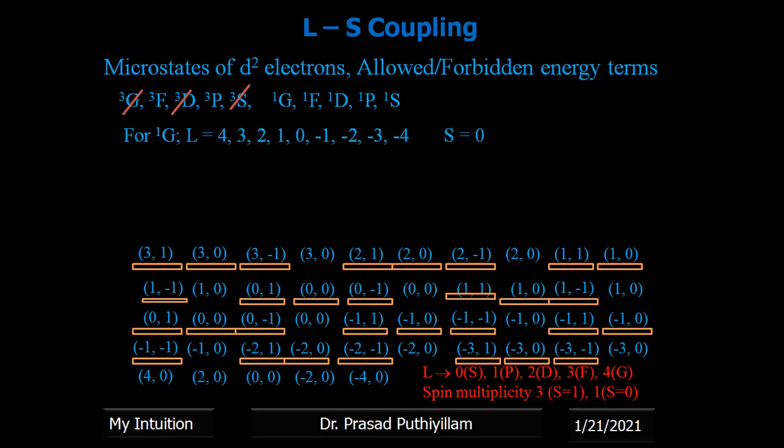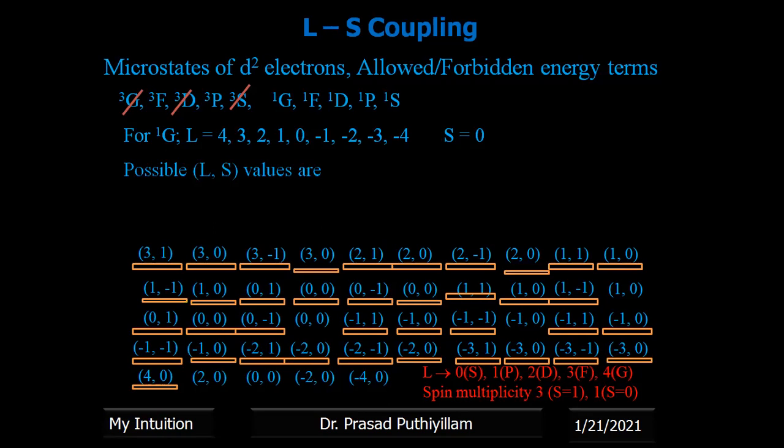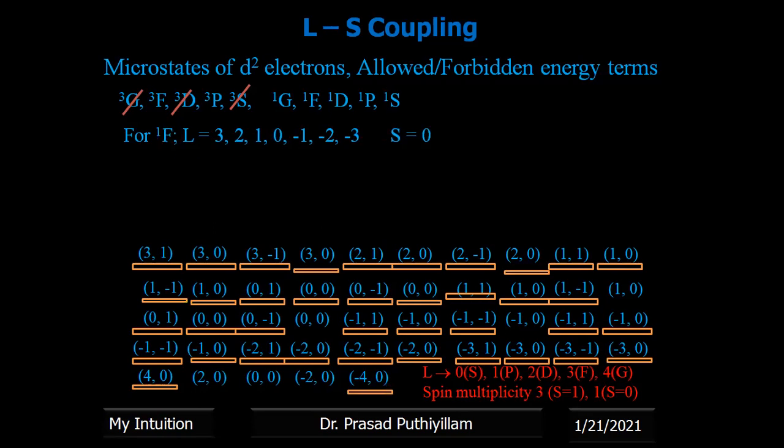For singlet G, G means L equal to 4, that is 4, 3, 2, 1, 0, minus 1, minus 2, minus 3, and minus 4, and S equal to 0. The first value itself is 4 0. That 4 0 is there, therefore we'll continue checking the other possibilities. Next is 3 0, 3 0 is also present. Now 2 0 is also present, 1 0 is present, 0 0, minus 1 0, minus 2 0, minus 3 0, minus 4 0. All the microstates are there for 1G, therefore it is a possible state, it is an allowed energy term.